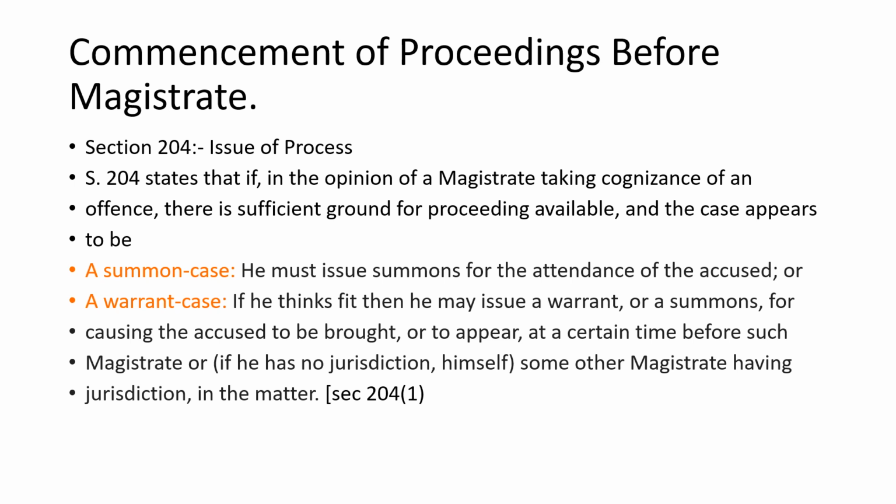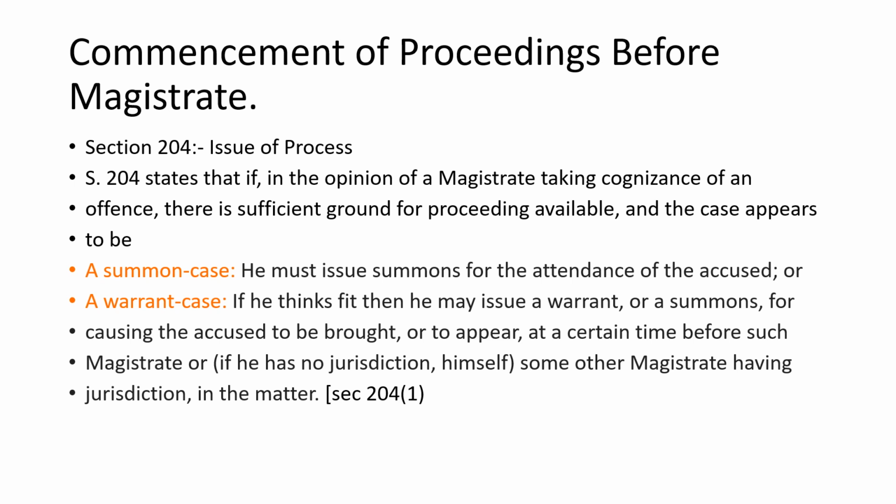So section 204 states that if, in the opinion of a magistrate taking cognizance of an offence, there is sufficient ground for proceeding and the case appears to be a summons case or a warrant case, then the process is issued. So when any matter comes in front of the magistrate, make sure that the facts under it are relevant. The magistrate will start with the proceedings, and the person who went to the court to start the proceeding has to pay the process fee. Only then can the proceeding be started further.